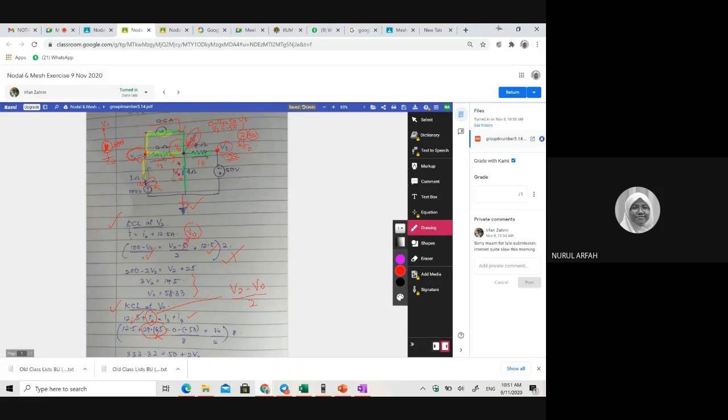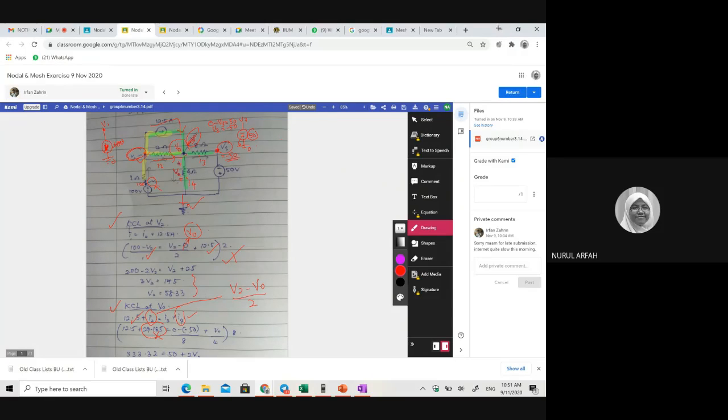Yes, 29 is I2. I2. I think this one, it's quite difficult if you didn't label. It's wrong. So, okay, let me check. This is I4, I think. This is your I4 and this is I3 maybe.